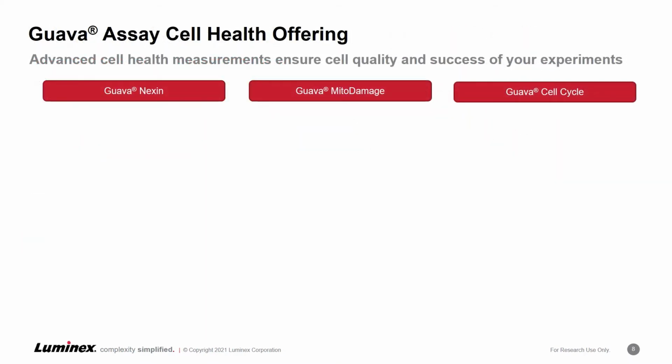In addition to being able to count your cell samples on the Guava EasySite and Muse systems, we've developed a few assays to assess cellular health. 3 of those assays are the Guava Nexin, MitoDamage, and Cell Cycle assays.